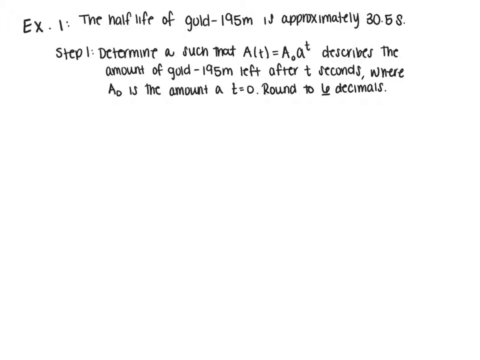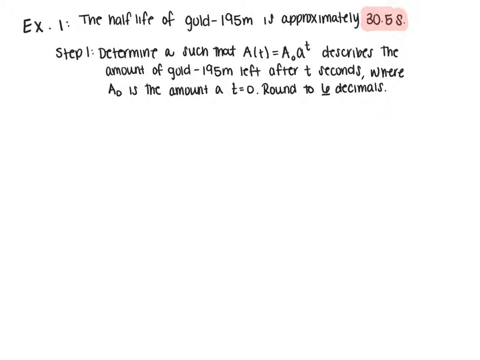So here's our first example. The half-life of gold 195M is approximately 30.5 seconds. What that means, just to interpret those results, is that after 30.5 seconds, half of the isotope is gone. So if you start with 10 grams, after 30.5 seconds, you're down to 5. If you start with 20 grams, after 30.5 seconds, you're down to 10.